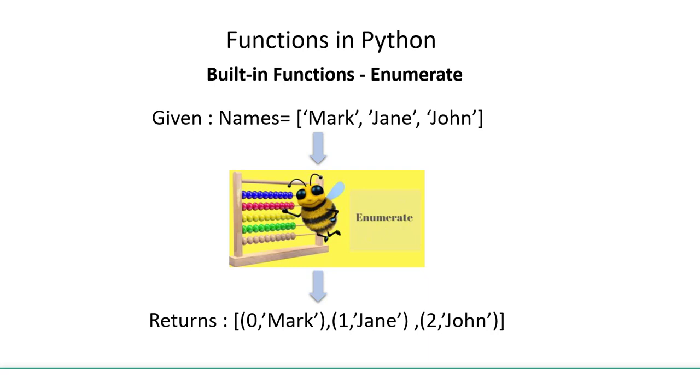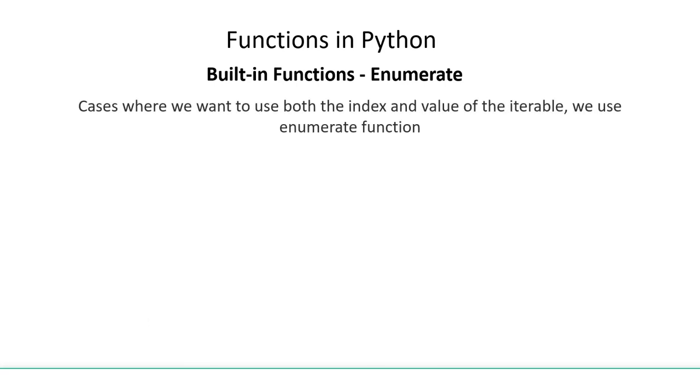So what is the utility of it? If we want to get the count of elements that are present in a specific iterable object, it is very easy to get here. Or if we want to index each of the elements that are present in the iterable object, again it is much easier. So coming back to our initial use case where we want to use both the index and the value of the iterable, we have the enumerate function to do that.